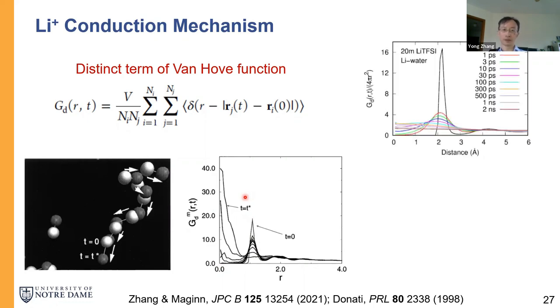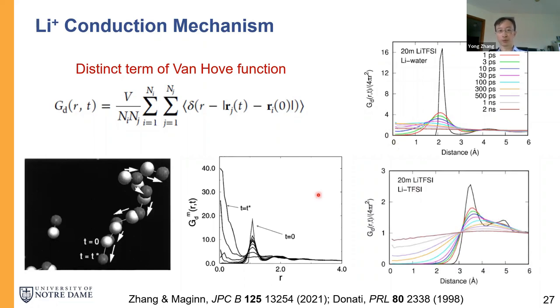So we did this analysis for our case. We consider lithium-water. There's a peak at time zero, which kind of reproduces the g(r). Then at any later time, we consider up to 2 nanoseconds, we didn't see any feature at distance zero. The same thing for lithium-TFSI. So this analysis confirms that there's no vehicular type of conduction of lithium. Instead, it's more like a hopping motion. So I mentioned heterogeneity here.